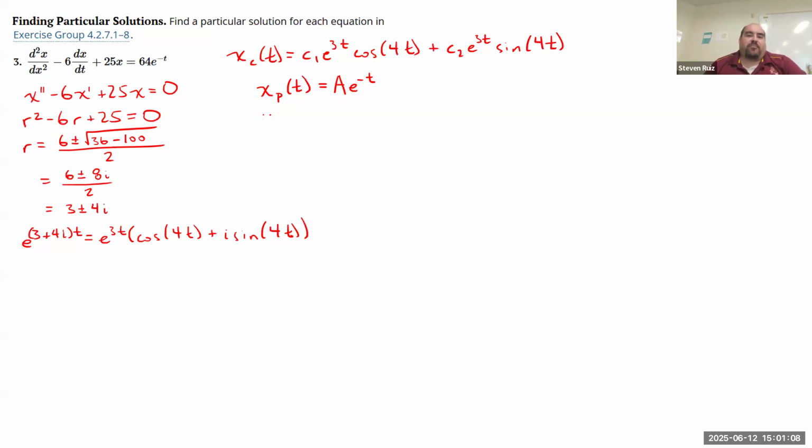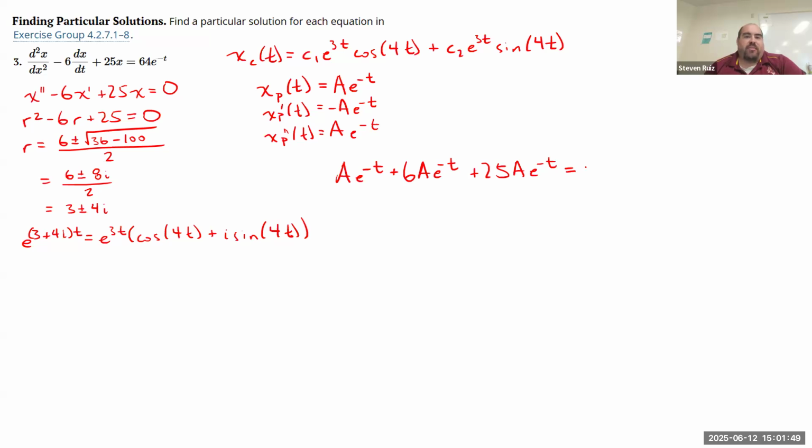So from that particular solution, what is its first derivative? Negative a e to the negative t. Second derivative is going to be simply a e to the negative t. And I'm going to plug these values back into the differential equation. So the second derivative, a e to the negative t, minus 6 times negative a, so plus 6a e to the negative t, plus 25a e to the negative t. The sum of these three things.